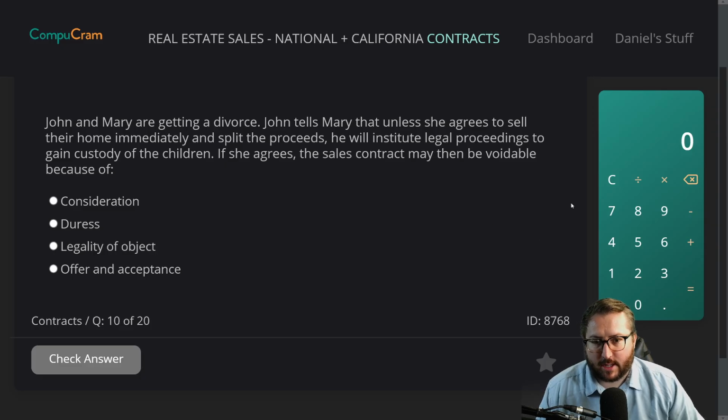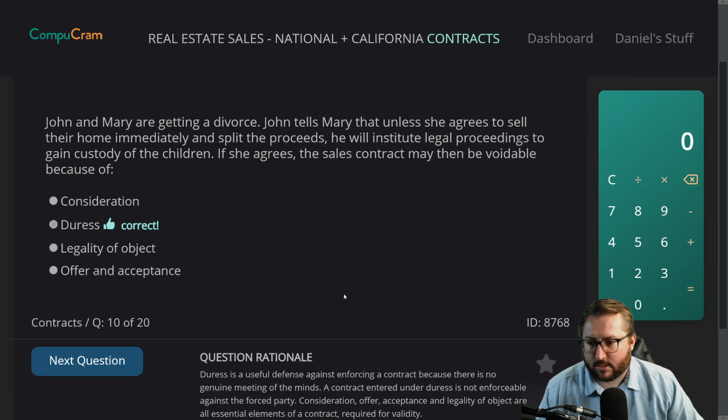John tells Mary that unless she agrees to sell their home immediately and split the proceeds, he will institute legal proceedings to gain custody of their children. If she agrees, the sales contract may then be voidable because of, oh man, this is deep. A, consideration, B, duress, C, legality of object, D, offer and acceptance. I want to say it's duress, him threatening to institute legal proceedings to gain custody of the children. Correct. Okay.